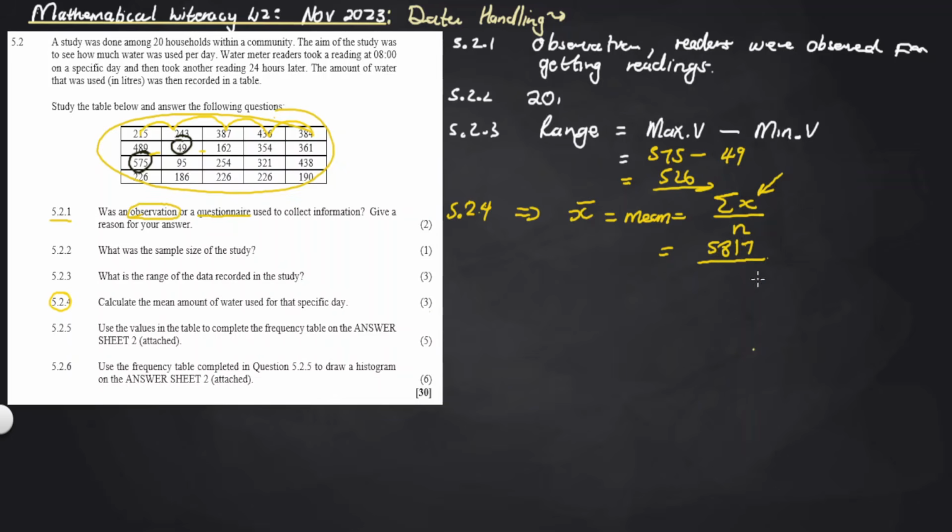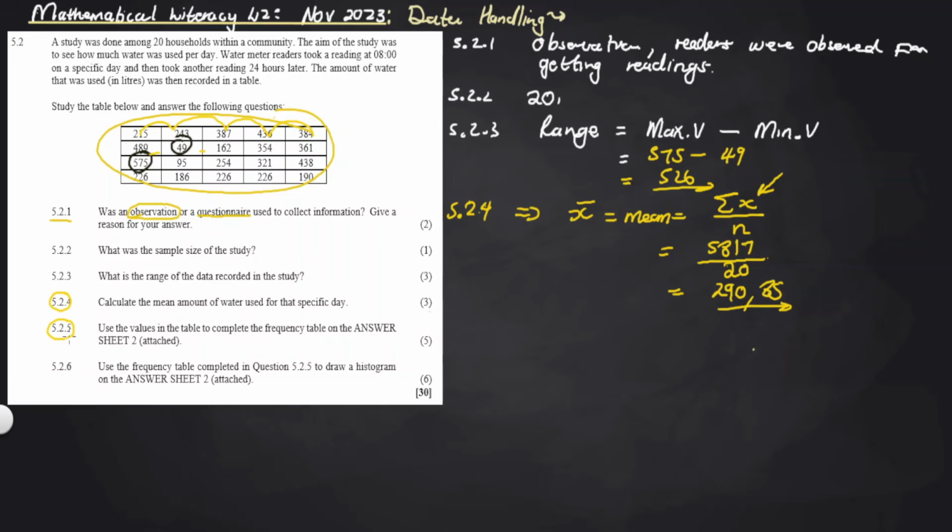That's 5817. I hope this is right, but it should be correct. So you just add up all the values, that's 5817, divided by the total number of data sets. Wait, how many are there? 20. Then when we divide, 5817 divided by 20, we get 290,85. This is our answer here. This is our mean.